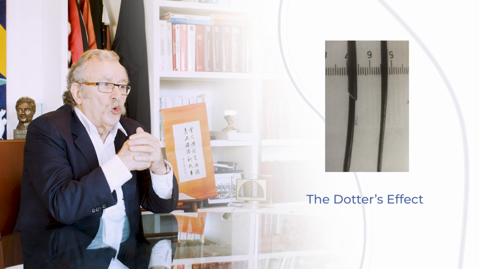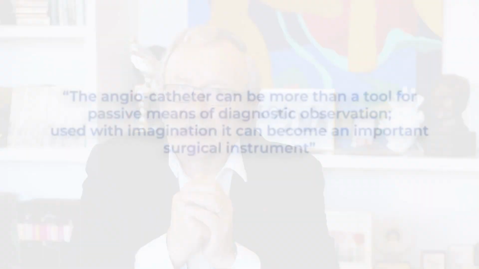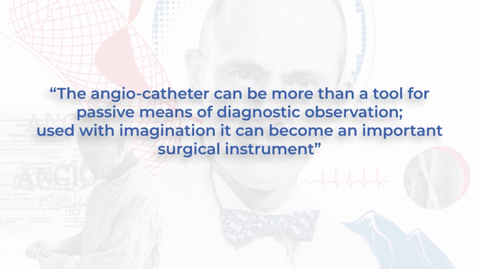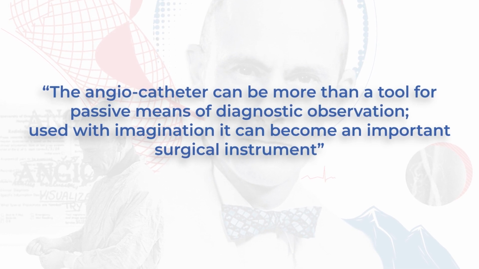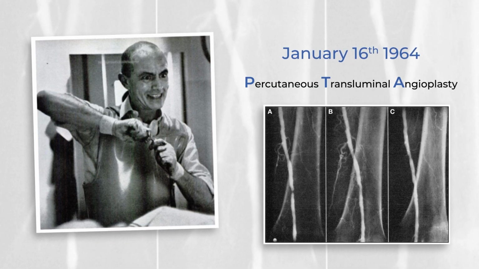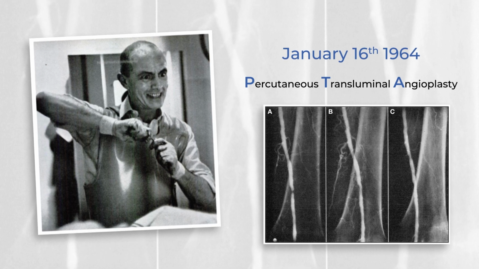In 1963, Charles Dotter proved that atheromatoma plaque can be compressed by inserting 2 coaxial plastic tubes, the Dotter effect. And he wrote a very visionary sentence. On January 16, 1964, he performed the first interventional transluminal angioplasty by using his method. Interventional radiology was born.